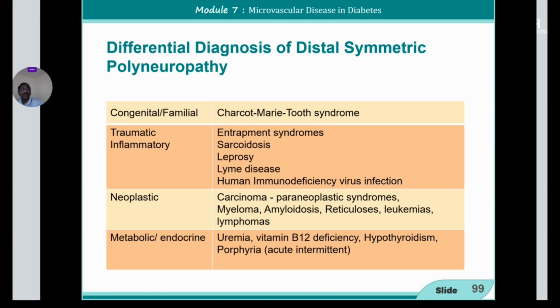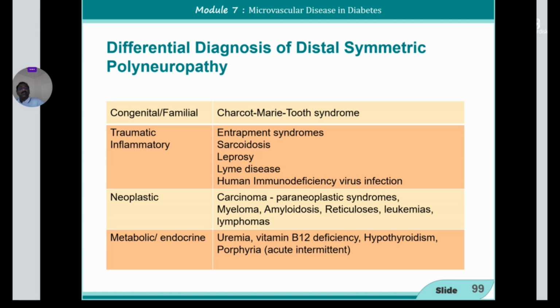Lyme disease, even though the incidence has reduced drastically, but still leprosy is there. HIV, the incidence has reduced very drastically, but still a lot of people are HIV positive. So HIV, leprosy, sarcoidosis, entrapment syndromes, they are very, very common differentials for your distal symmetrical polyneuropathies. Neoplastic: carcinomas, paraneoplastic syndromes, myelomas, amyloidosis, leukemia, lymphoma. Nowadays, malignancies are increasing in trend.